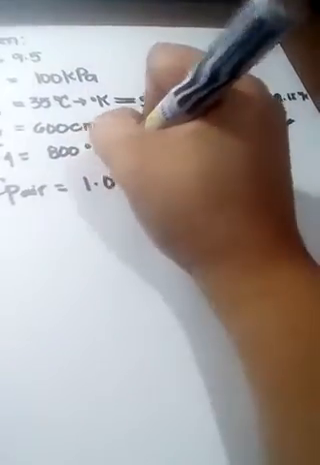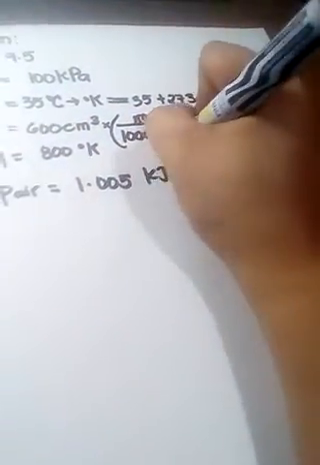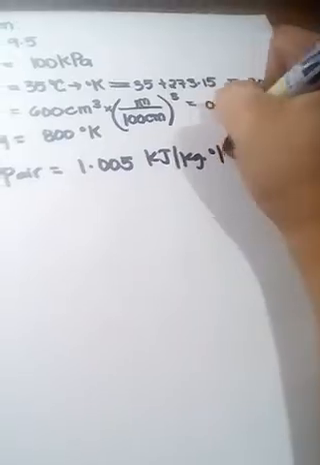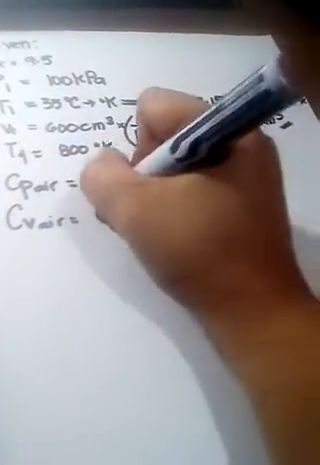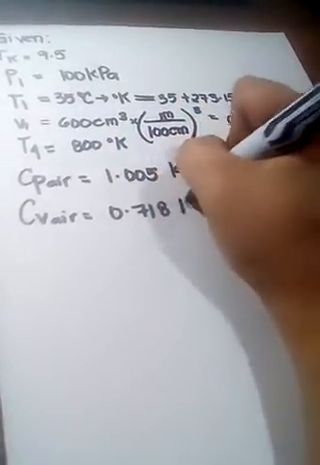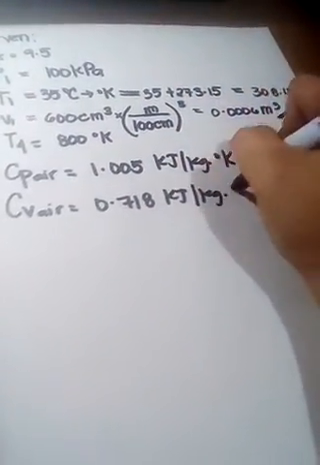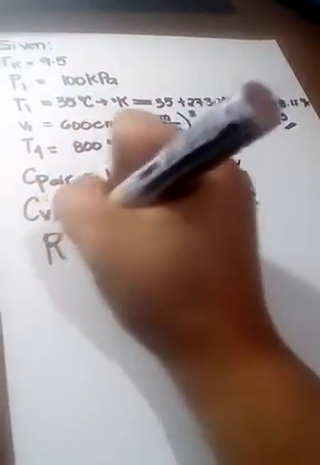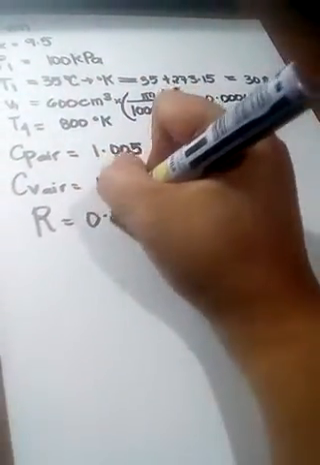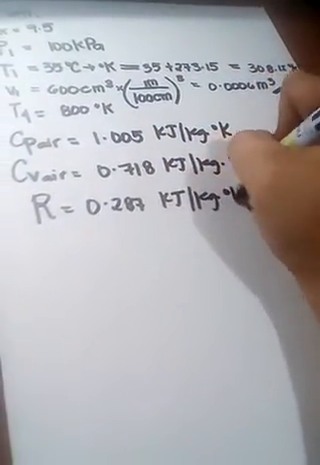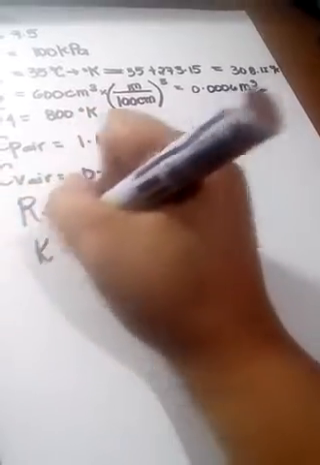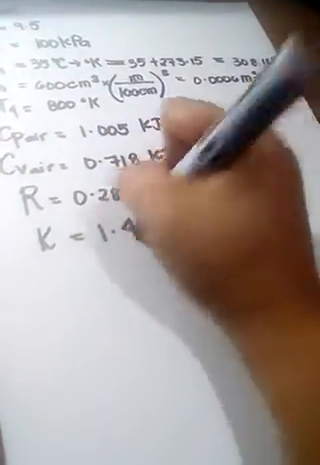We all know that the Cp of air is 1.005 kilojoule per kilogram degrees Kelvin, while the Cv of air is 0.718 kilojoule per kilogram degrees Kelvin. The R constant is 0.287 kilojoule per kilogram degrees Kelvin, and the constant K is equal to 1.4.